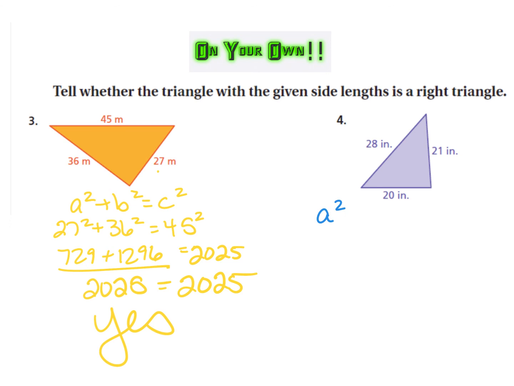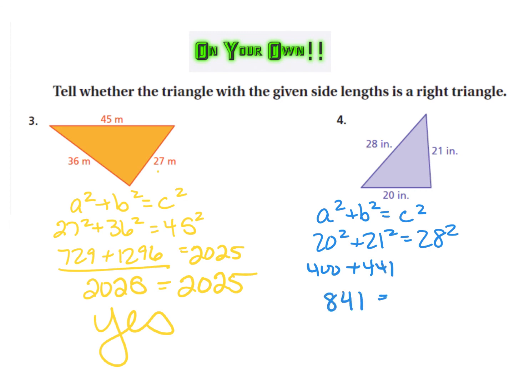Let's do number 4. A squared plus b squared equals c squared. Put them in numerical order. 20 squared plus 21 squared equals 28 squared. 20 squared is 400. 21 squared is 441. I add those together, I get 841. 28 squared is 784. That does not equal, so this is not a right triangle.